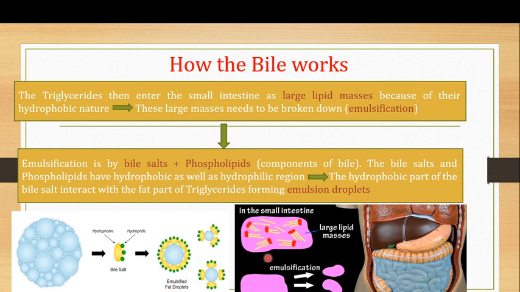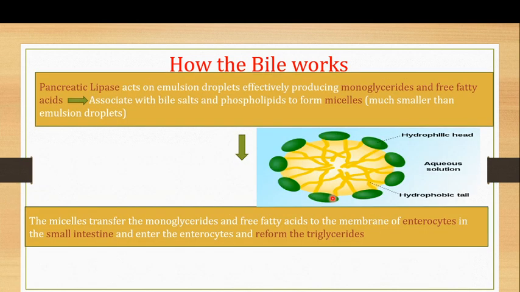As you can see over here, if this is a very large structure, a large fat globule, then in the process of emulsification the bile interacts with this large fat molecule and it is converted into small emulsified fat droplets, known as the emulsion droplets. So in the small intestine, the first step is the process of emulsification, in which you break down these large lipid biomasses into small molecules known as the emulsion droplets. Now the pancreas is also going to release a lipase, and that particular lipase is known as the pancreatic lipase.